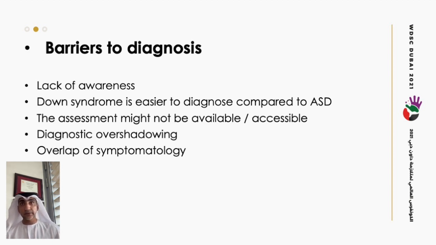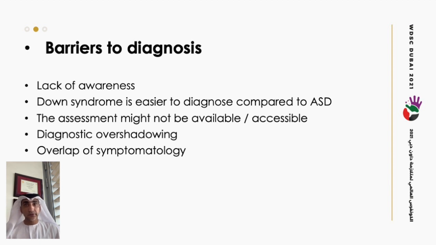So we need to really raise awareness about the prevalence of autism among individuals with Down syndrome. And second, Down syndrome may be easier to diagnose. The facial features and body features can be identified early on and really confirmed through genetic testing, karyotyping, whereas autism spectrum disorder requires more comprehensive assessment with a lot of subjectivity. The assessment of autism may not be available in all locations, and sometimes it's available but not easily accessible.